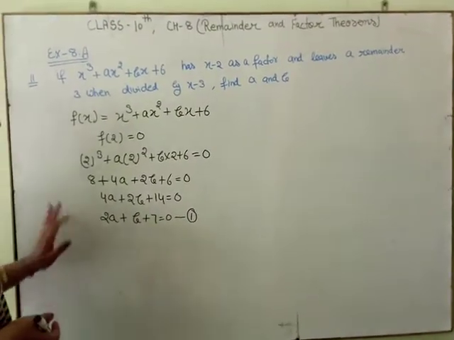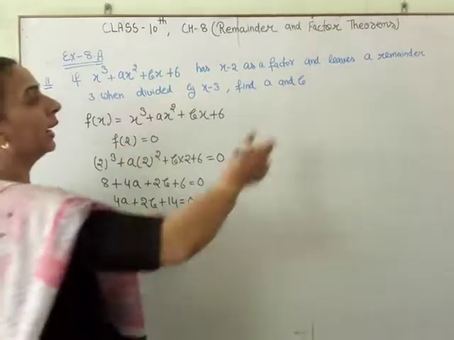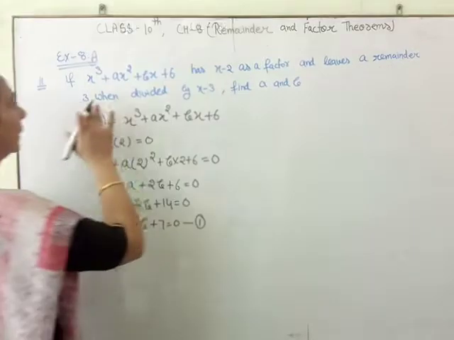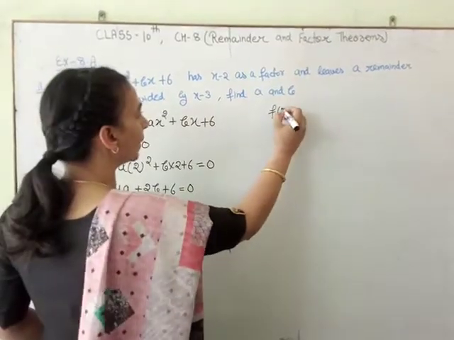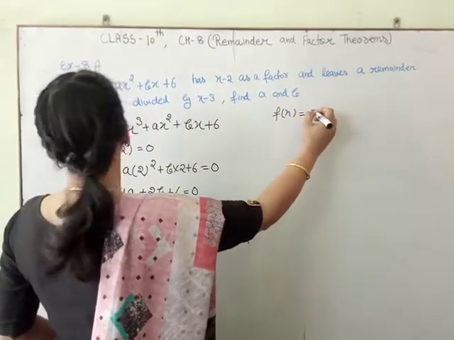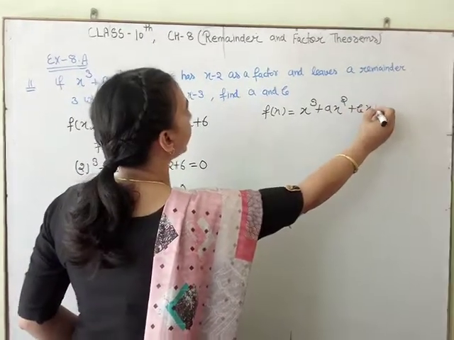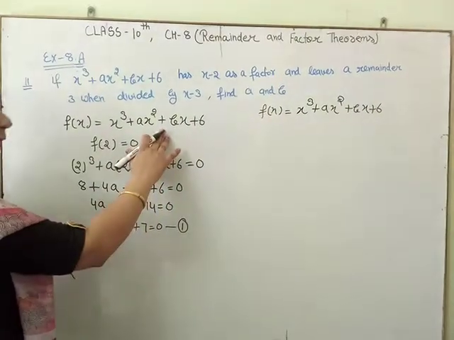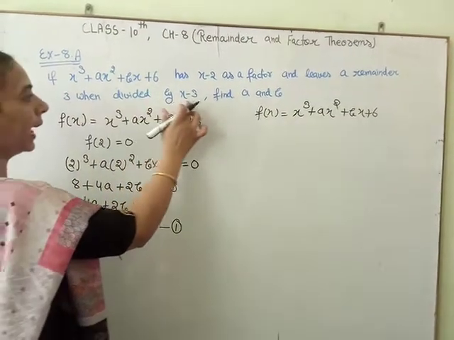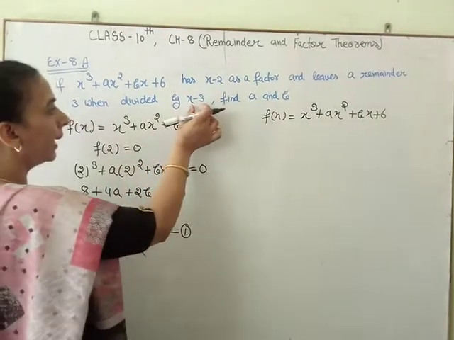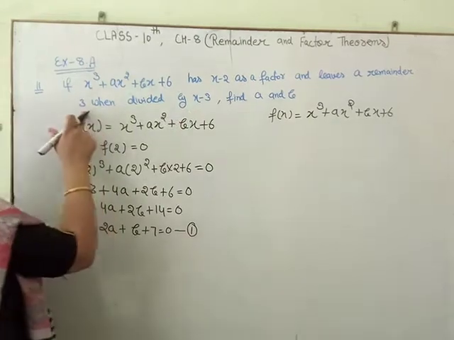Okay. Again same, first we use x minus 2 as a factor and next leaves remainder 3 when divided by x minus 3. If we have expression f of x, x cube plus ax square plus bx plus 6, same expression leaves remainder 3 when divided by x minus 3. That means if this is divided by x minus 3, the remainder is 3.